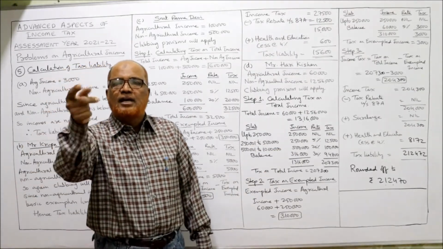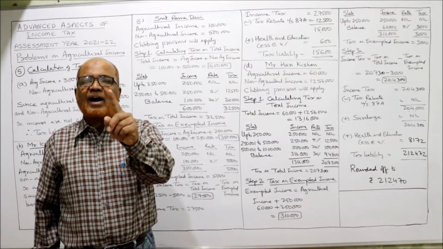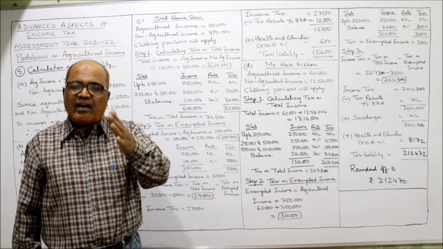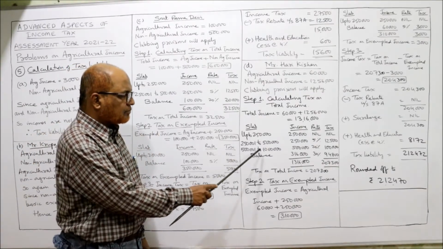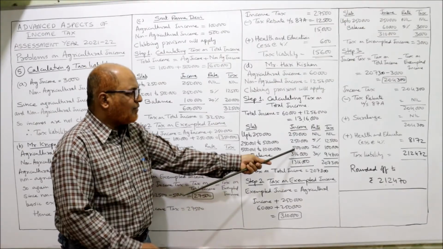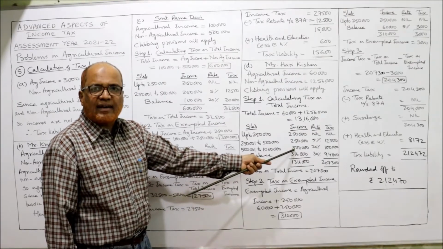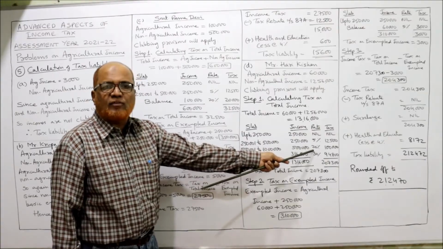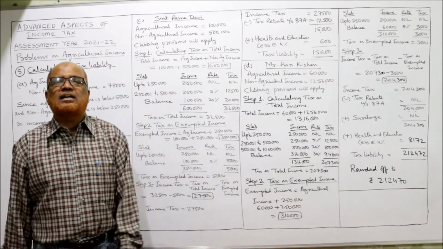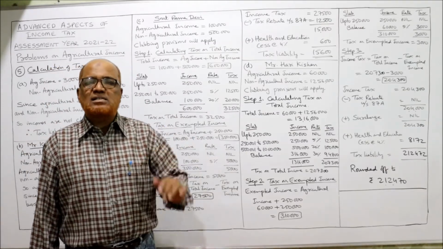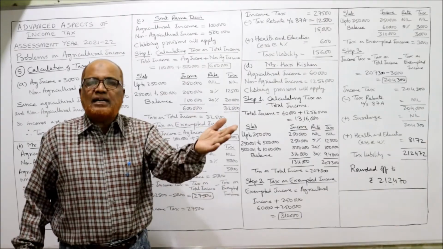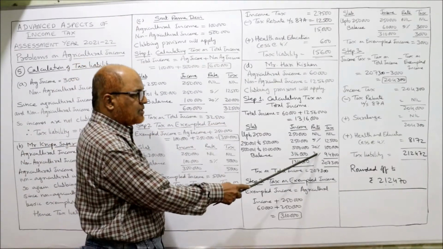Two slabs completed. The next slab goes from 5 lakh 1 rupee to 10 lakhs. The amount is 5 lakh, and the rate of tax is 20%. So 5 lakh into 20%, 1 lakh rupees is the tax. Now the last slab, over 10 lakh. Whatever the income over 10 lakh, the tax rate is 30%.